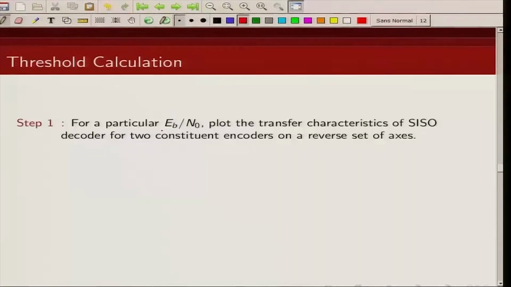For a particular signal to noise ratio, we plot the transfer characteristics of this soft input soft output decoder on a reverse set of axes. Now, what do I mean by reverse set of axes? For the first decoder, my SNR in is on the x axis and SNR out is on the y axis. Now, for the second decoder, my SNR in is on the y axis and SNR out is on the x axis. Now, why do I do this?